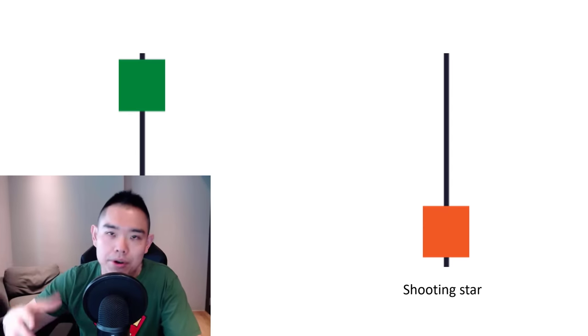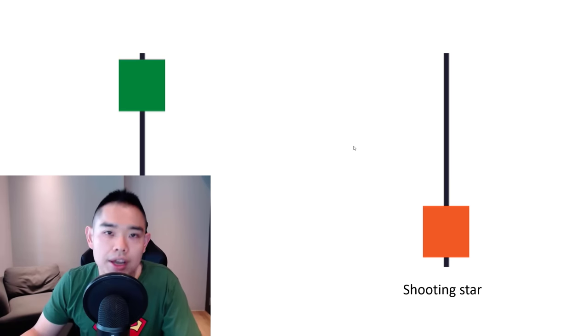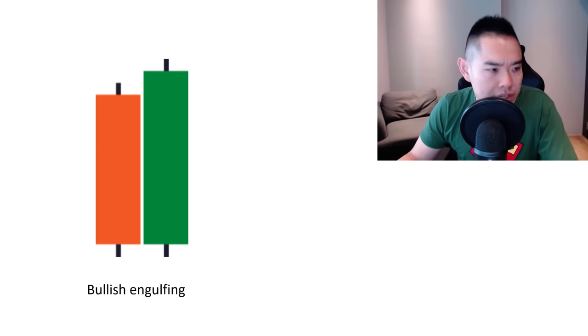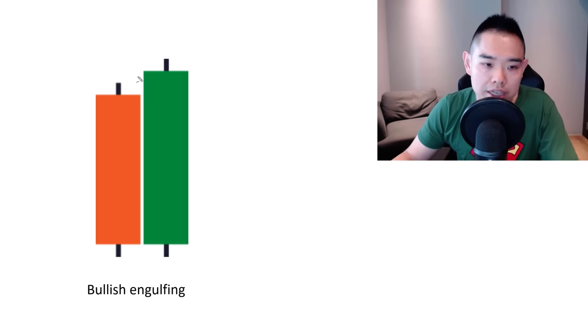And of course, the hammer and the shooting star pattern are not the only two reversal candlestick patterns out there. Another similar variation of the hammer is the bullish engulfing pattern. It's a very similar story, just that instead of expressing it as a single candle, you're expressing it as two candles.